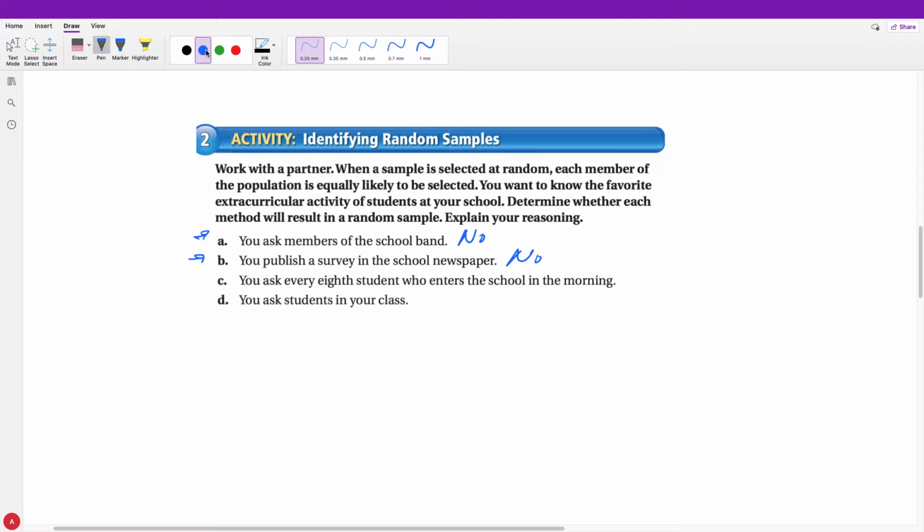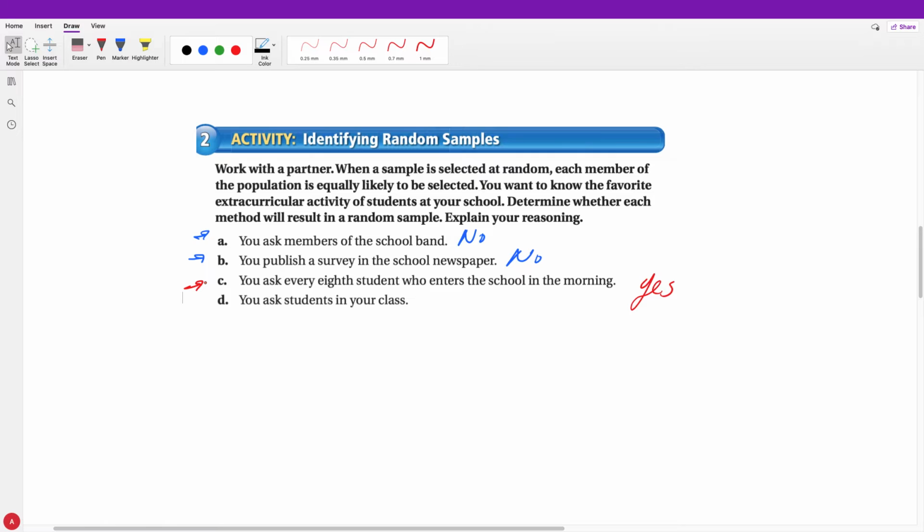The next one, you ask every 8th student who enters the school in the morning. That one is yes, because you are randomly picking the 8th person. We don't know the order of these people coming into school, and that changes daily. As you know, your bus might be a few minutes late or a few minutes early, so it's not always going to be the same order every day. So we can't say, okay, I know how this order is going to go, so by picking the 8th, I know I'm going to get the people I want. It's just pure random. Whoever comes in as the 8th one, that's who we're asking.